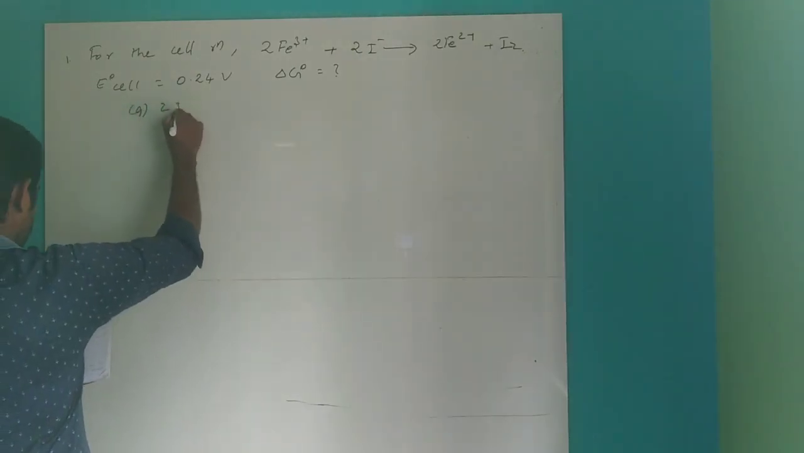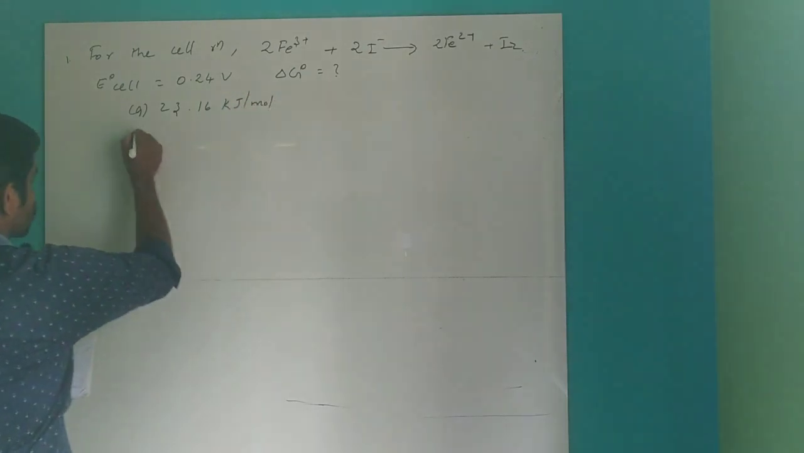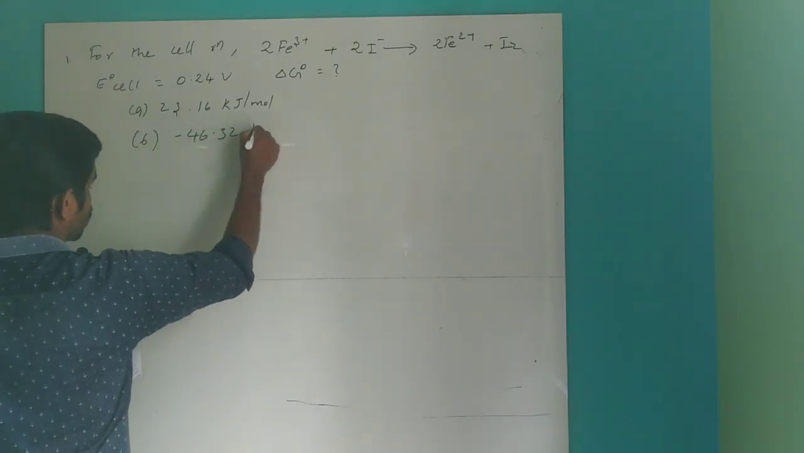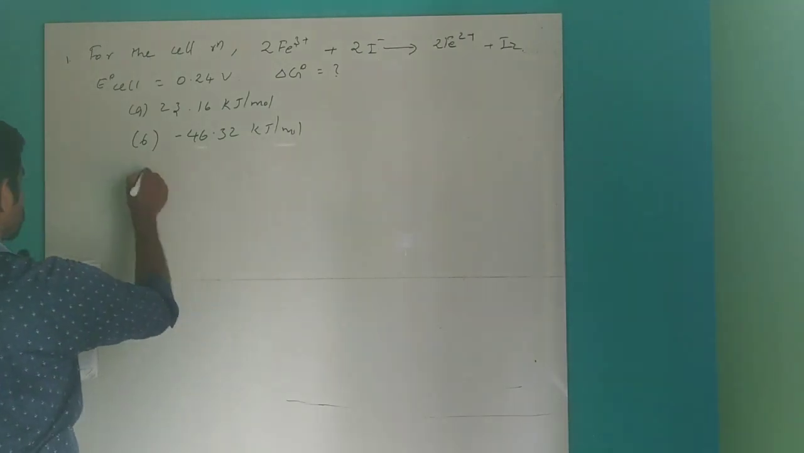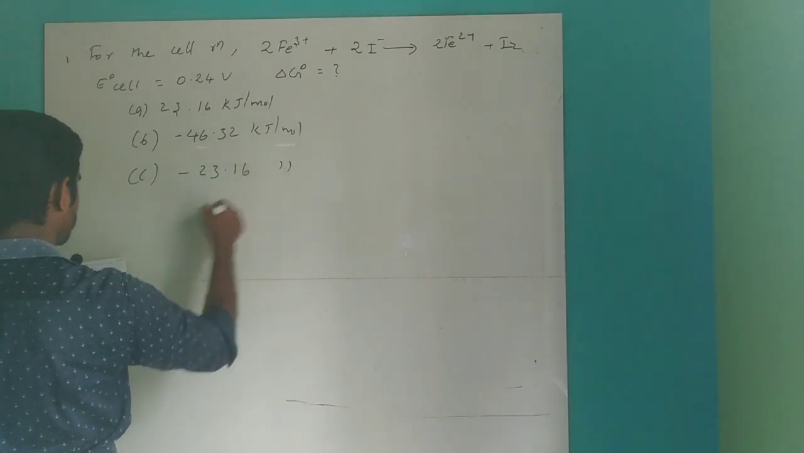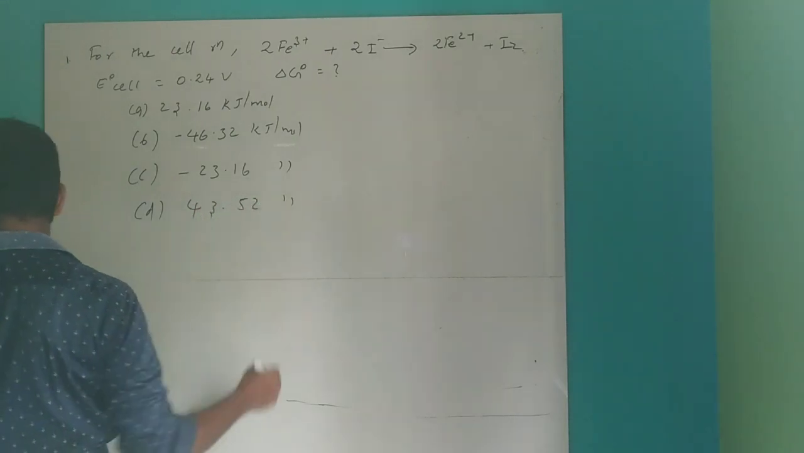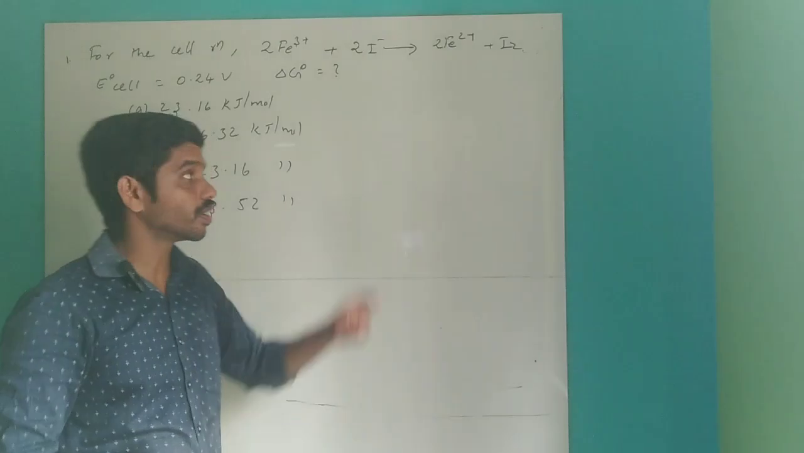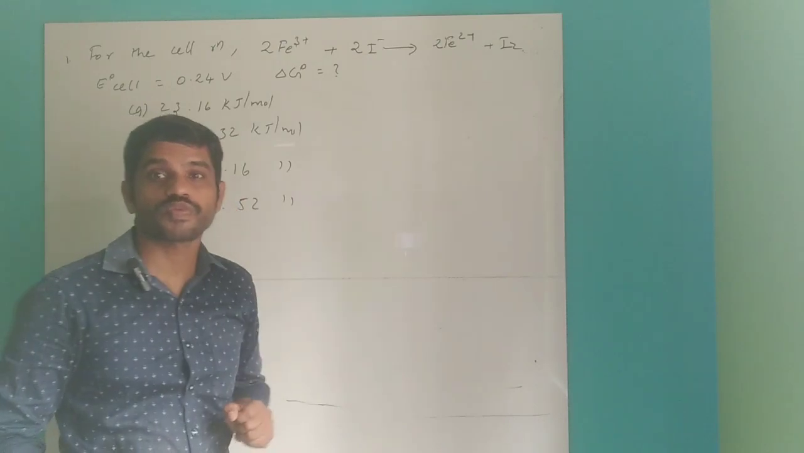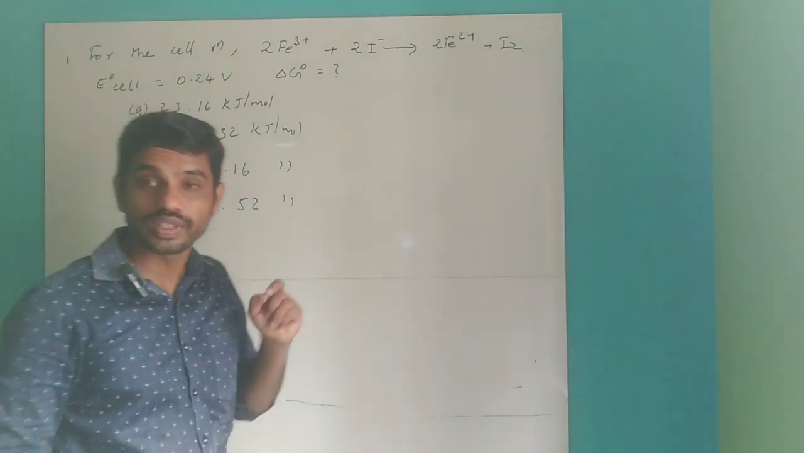Option A: 23.16 kilojoule per mole. Option B: minus 46.32 kilojoule per mole. Option C: minus 23.16 kilojoule per mole. Option D: 43.52 kilojoule per mole. So this is your question. The reaction is given, and the reaction is needed because the number of electrons we will get from this reaction only. E0 cell is given.